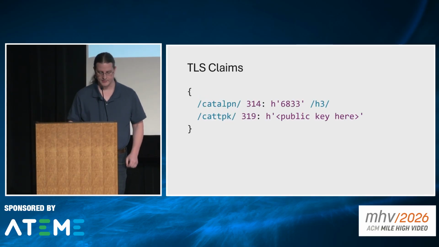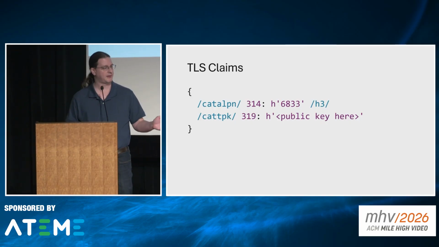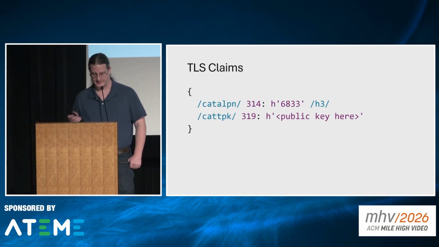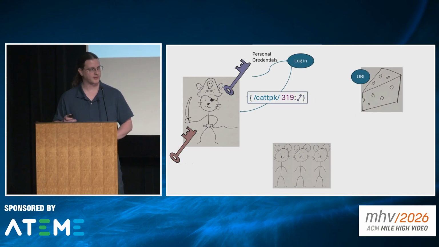Now, TLS claims. There's a pair of TLS-related claims. That first one is very straightforward. CAT ALPN matches a TLS connection that matches that ALPN. Now, CAT TPK is very interesting because that lets you bind to the TLS public key of the connection. So, let me explain how that works.